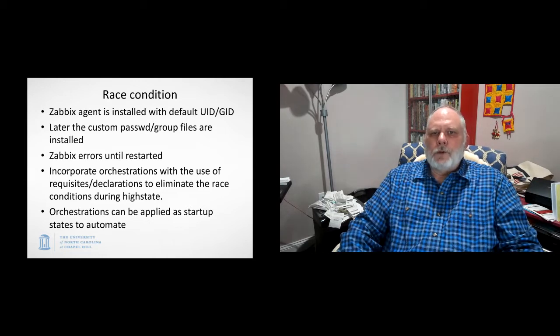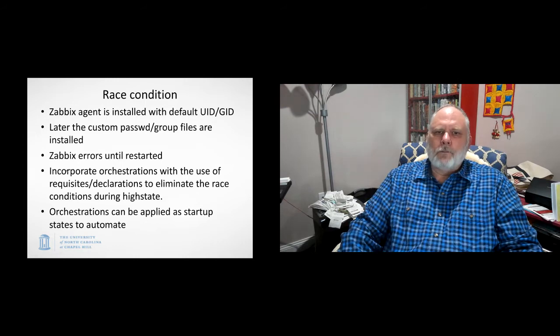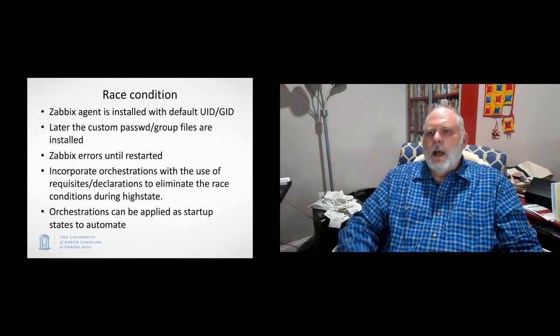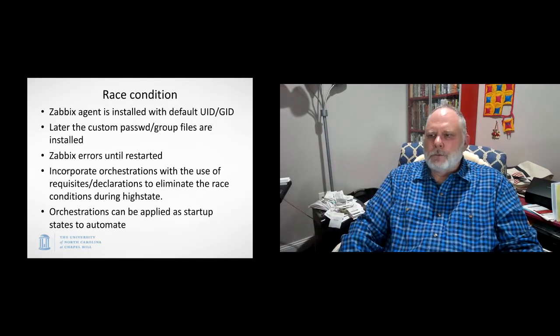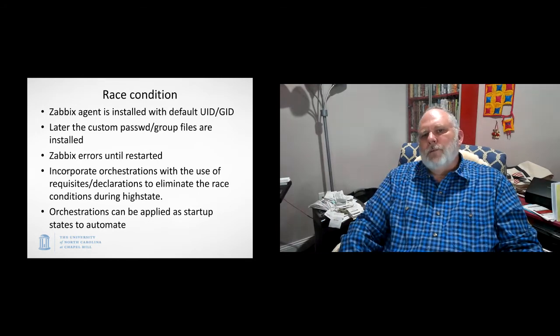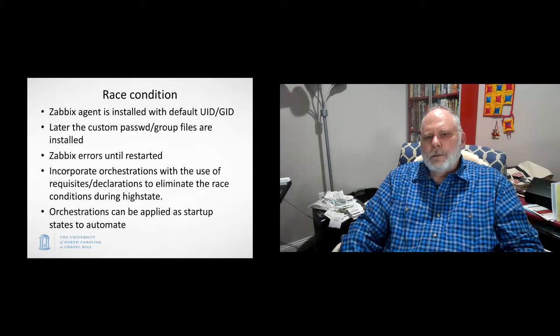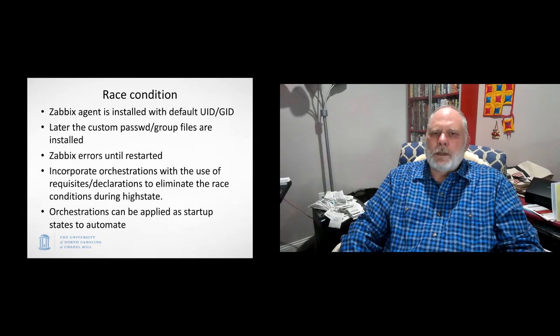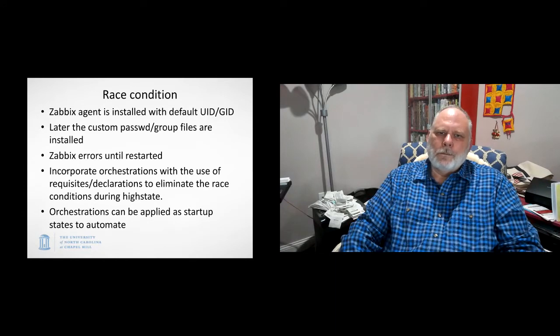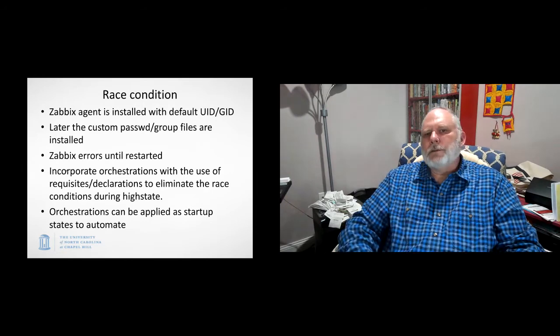And we notice this mostly because then we get spammed with a whole lot of emails from our monitoring, with Zabbix complaining about inappropriate UID GID trying to contact it. Later on in the state file, a custom password and group file gets installed, and then Zabbix will continue erroring until someone manually restarts it. Because the trouble is, if you're just using straight state files, Zabbix doesn't know that it's dependent on that custom password group file.